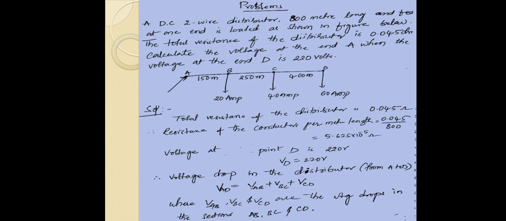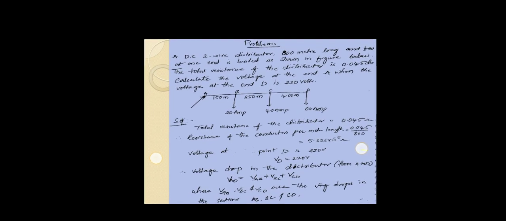Here we are calculating the resistance per meter length. The total resistance is 0.045 ohms for 800 meters, so 0.045 divided by 800 is 5.625 into 10 to the power minus 5 ohms per meter. The voltage at point D is 220 volts, that is VD equals 220 volts.